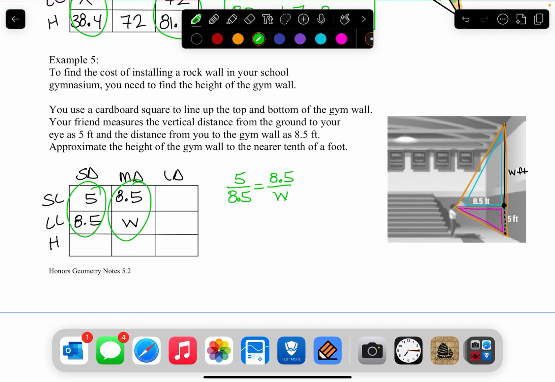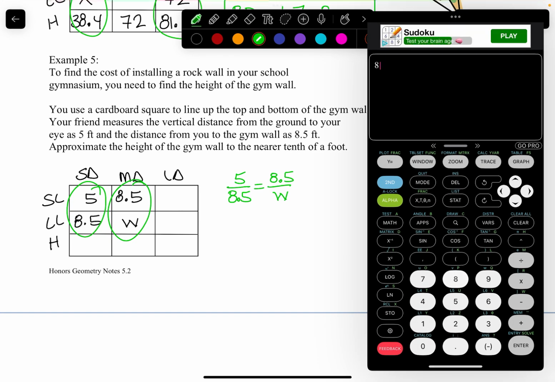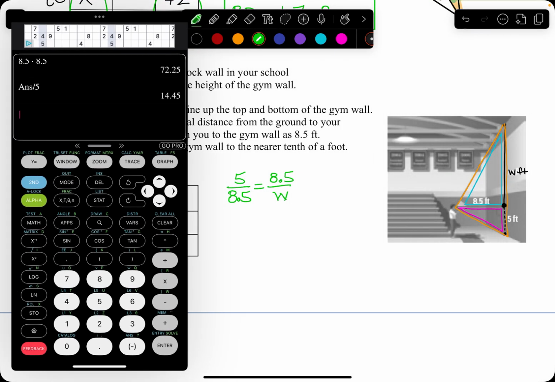Okay, I need my calculator again. All right, so I've got 8.5 times 8.5 divided by 5. Remember that that's not the full height of the wall. That gets me this. So I still need to add my 5 feet to that. So I'm going to take that 14.45 and add 5 to it. And the total height of my gym wall will be 19.5 feet.